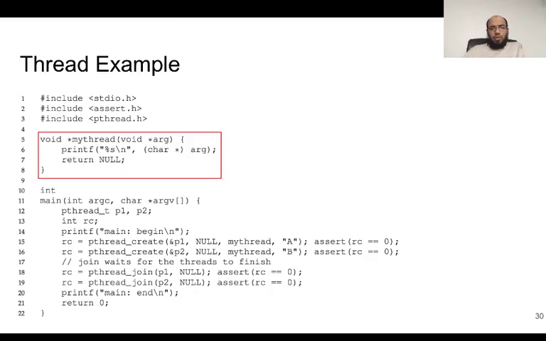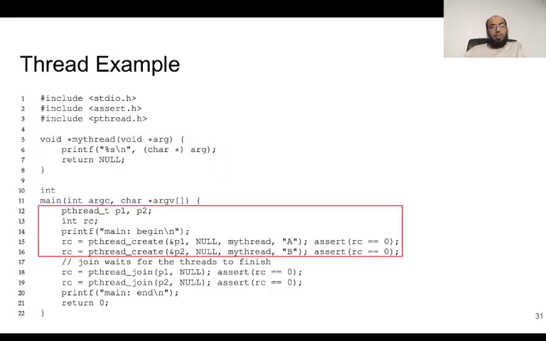So this is a very simple threading example where you create two threads, P1 and P2, and pthread_create is the function call that you use to create threads. You pass in the pointers, the name of the function, my thread, and then the arguments, which is A, and the arguments, which is B. Once you create the two threads, they will run the code that you have in the function pointer.